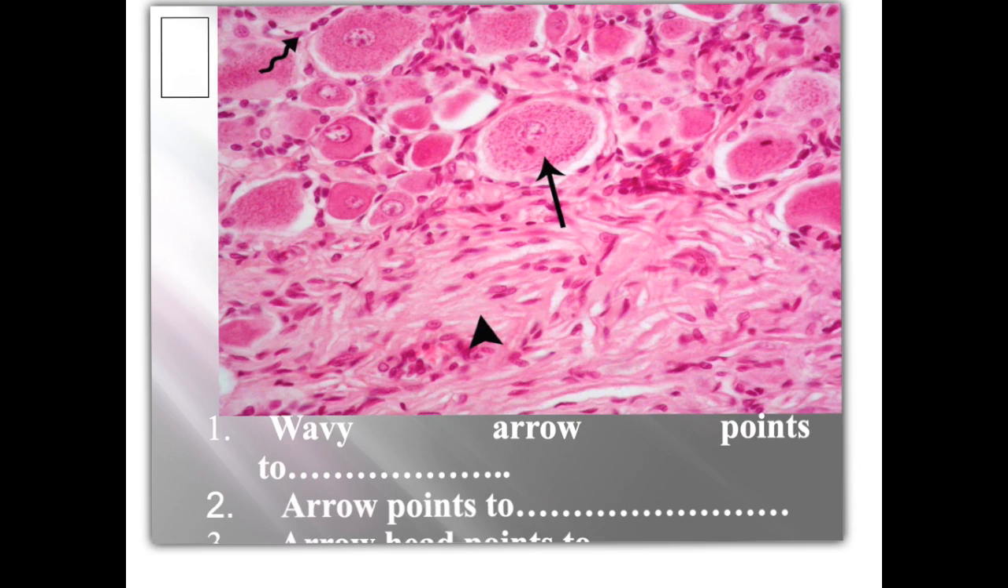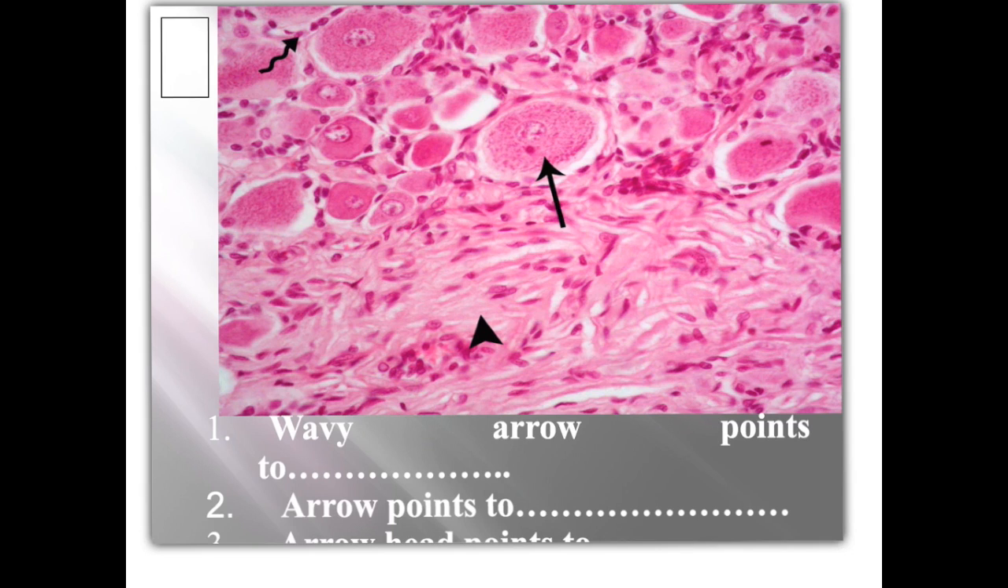Let's start with the first slide in the trial exam. The wavy arrow points to the satellite cells. The arrow points to the pericaryon of the unipolar nerve cell because it is almost rounded with no angulation, with no processes, so it should be the unipolar, and the unipolar is a very important point in your diagnosis. So it is the pericaryon of the unipolar nerve cell.